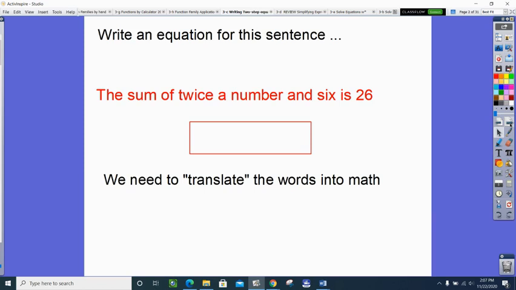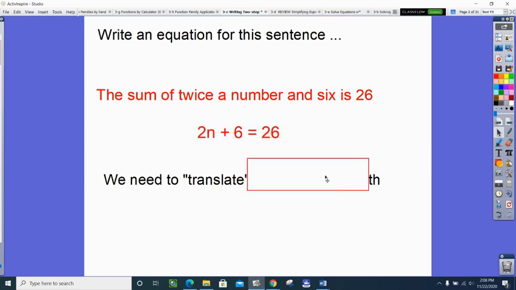So let's say you wanted to write an equation for this English sentence, which says the sum of twice a number and 6 is 26. And you'll hear I paused as I went. So you need to know what the words mean. So sum means what? Did you say addition? So we're going to be adding twice a number and 6, and that has to equal 26. Can you write the equation that matches that statement?